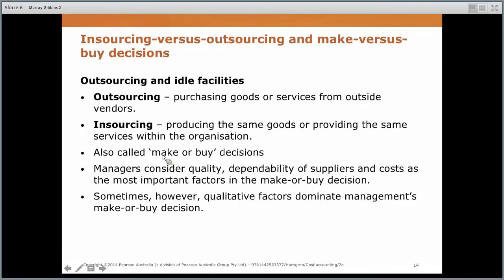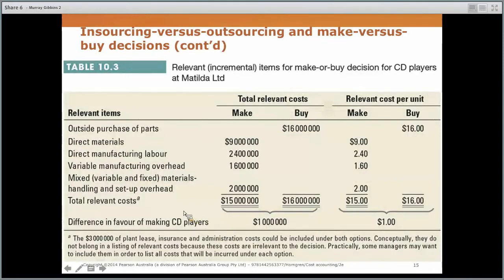What if the supplier then increases the price after you're committed to buying from him and you've got rid of your manufacturing capacity? So all of these things need to be considered, the reliability of the supply that you've decided to run with.